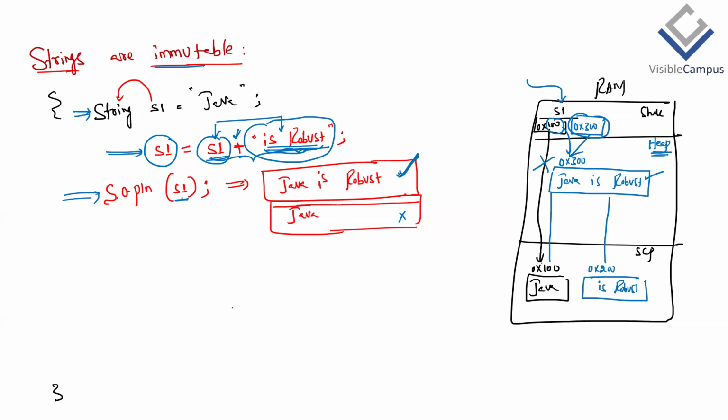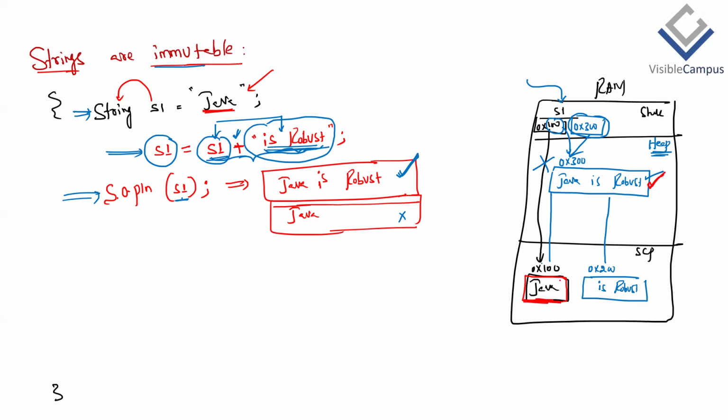But where was "Java" originally? In the first line, where is this Java object? In the string constant pool. In this location, is the change happening or not happening? Is it becoming "Java is robust" here? No, sir. In the existing memory location, the modification is not happening. The modification is happening in the new location.